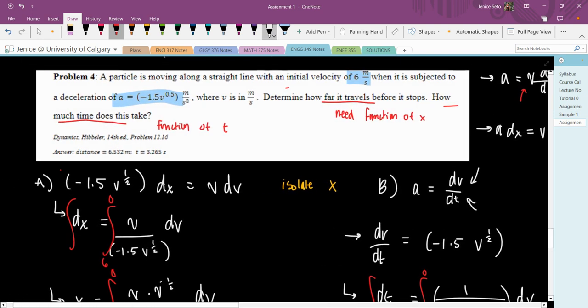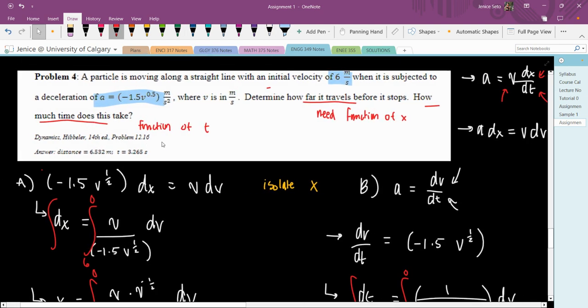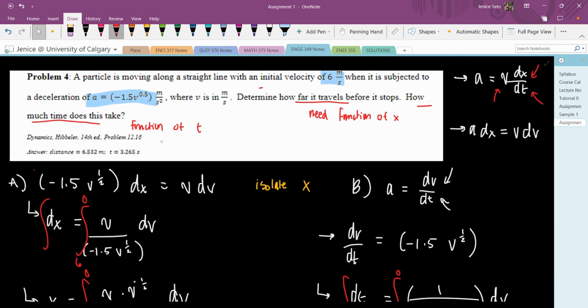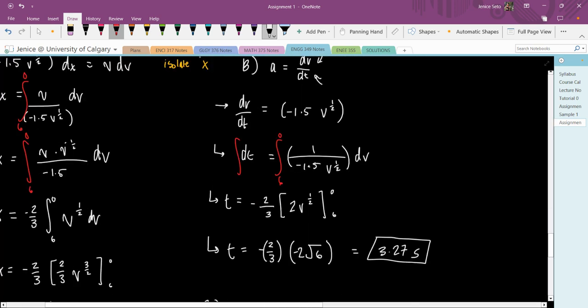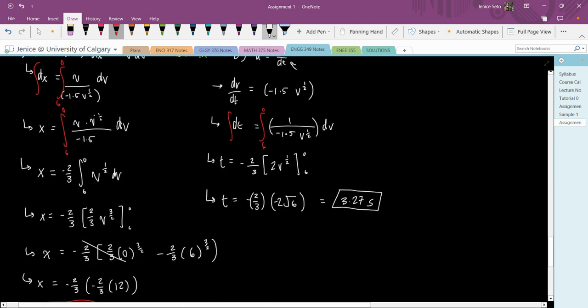Again, we had to use different forms to transform our variables. So we used a dx equals v dv for our first one to determine how far it travels before it stops, and we used the bounds of 6 meters per second as our initial and 0 meters per second as our final. And for part B, we used a equals dv over dt. We already have dv in our function, and we wanted to transform it to dt.